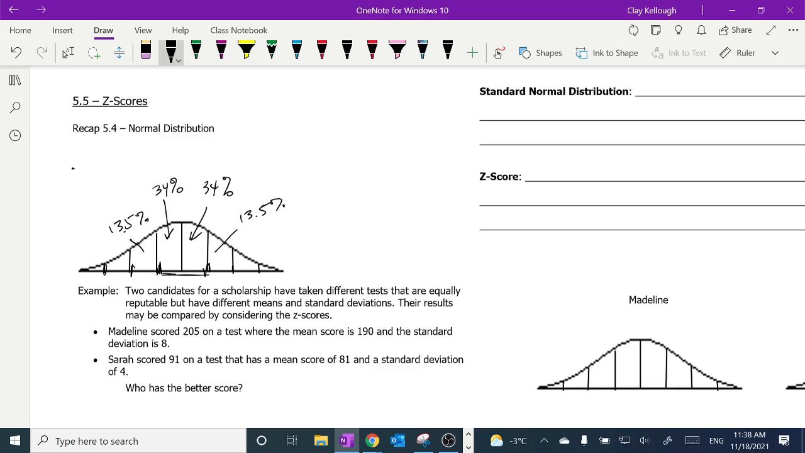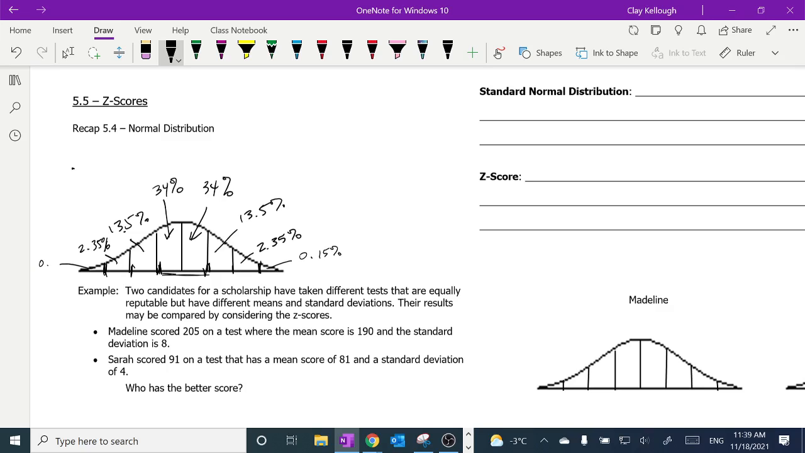Then between here and here, between three standard deviations left and right, is 99.7% of the data. That's another 2.35% of the data here, and 2.35% of the data here. And then finally, this little bit on either side is 0.15%.